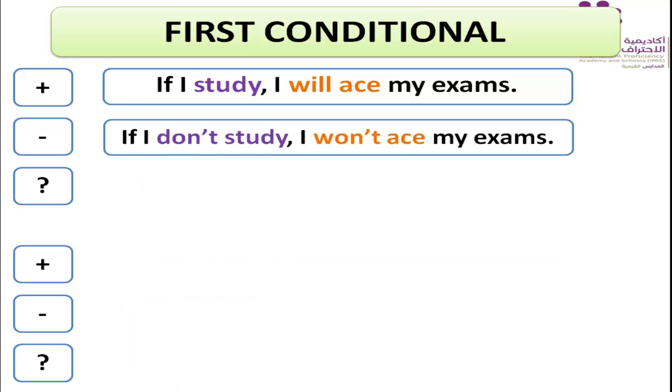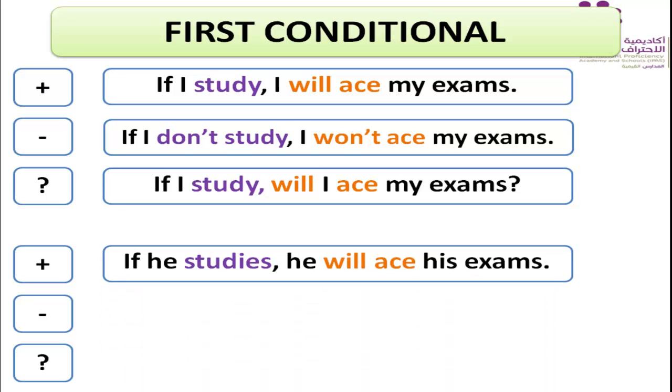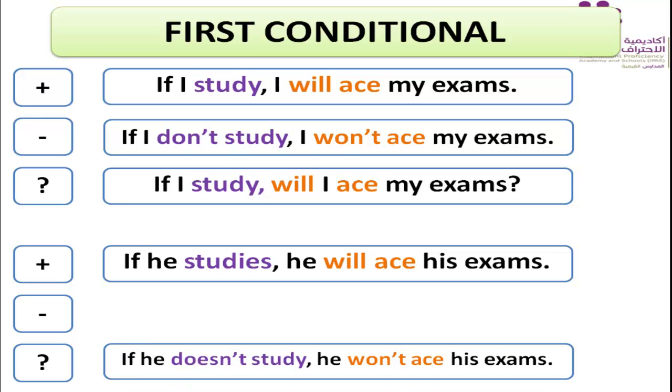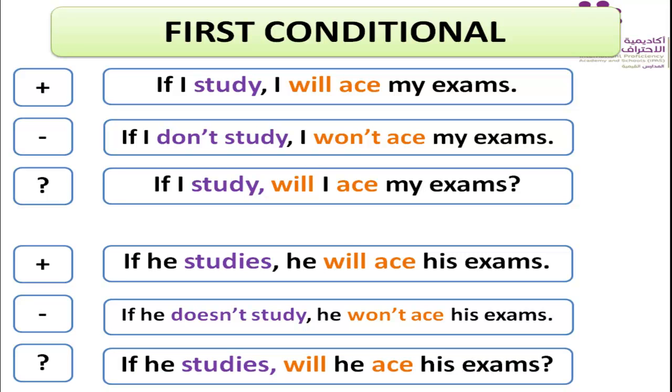While in the negative, it's as follows. If I don't study, I won't ace my exams. In the interrogative form, if I study, will I ace my exams? Moving to the third person singular subject, if he studies, he will ace his exams. In the negative, if he doesn't study, he won't ace his exams. If he studies, will he ace his exams?